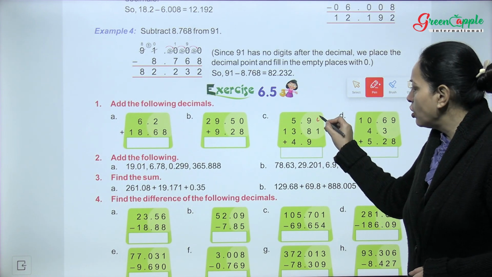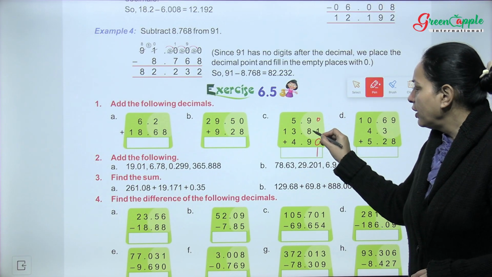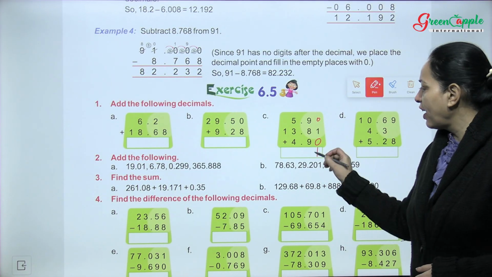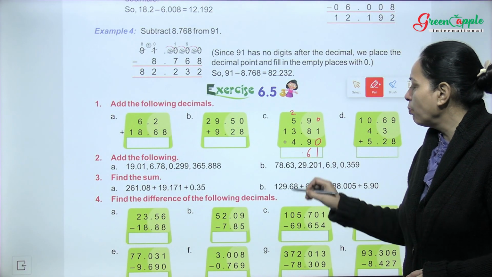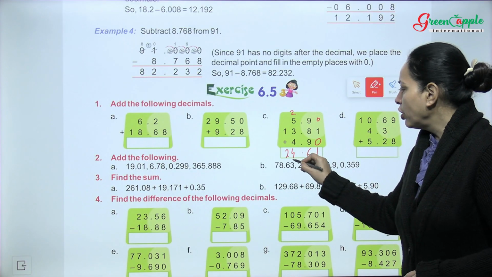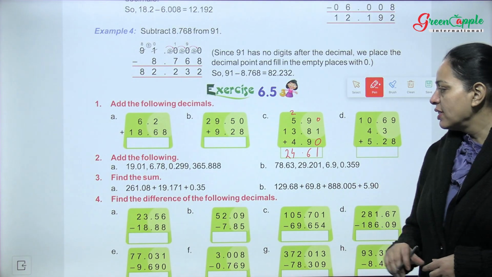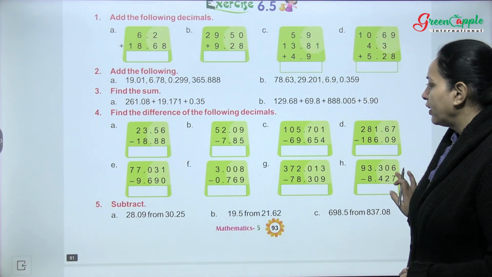So write here 0, write here 0. Now add this 1, 9 and 8, 17 and 9, 26, 2 here, 2 carry, decimal point 5, 3, 8 and 2, 1, 0 and 4, 1, 4, 24.61. Similarly, you can try these parts. Now the fourth question, find the difference.